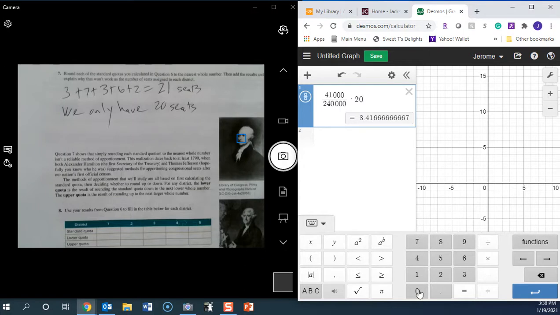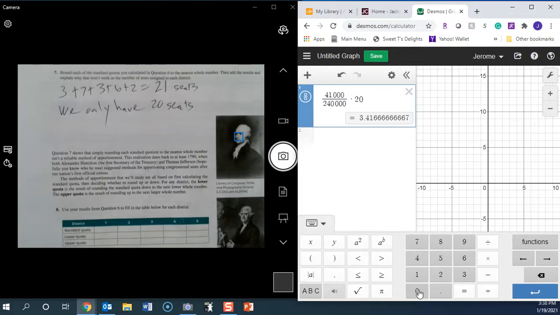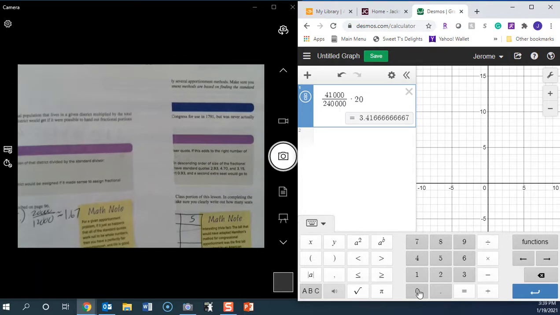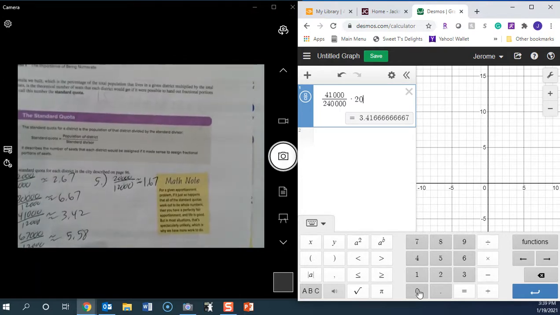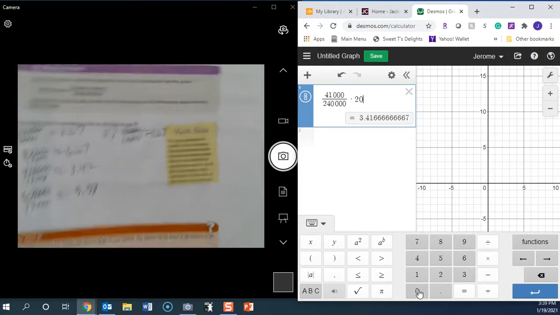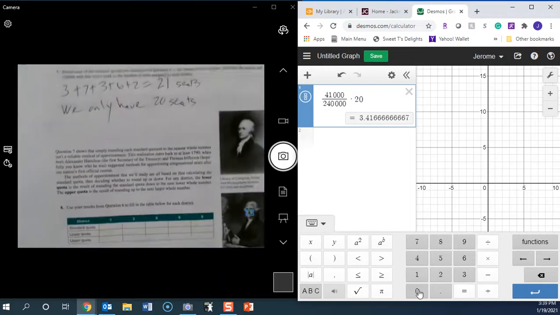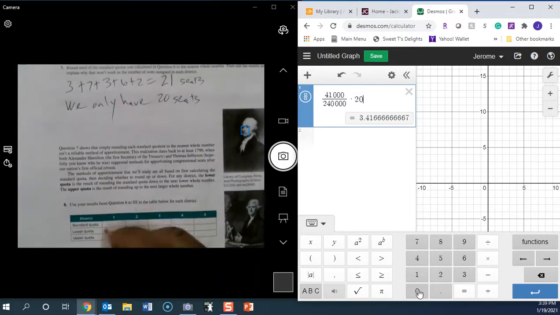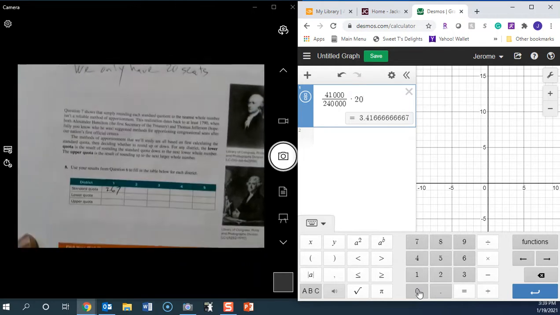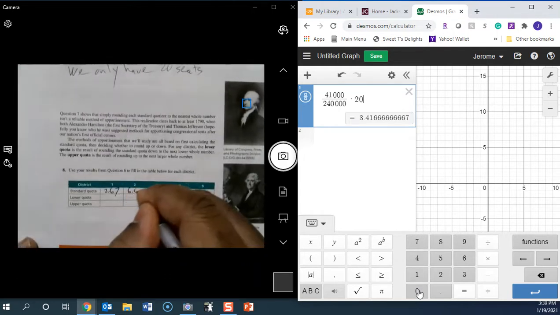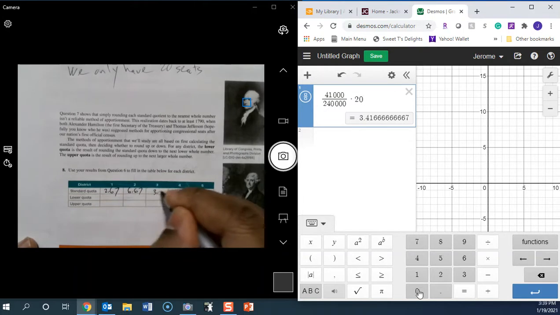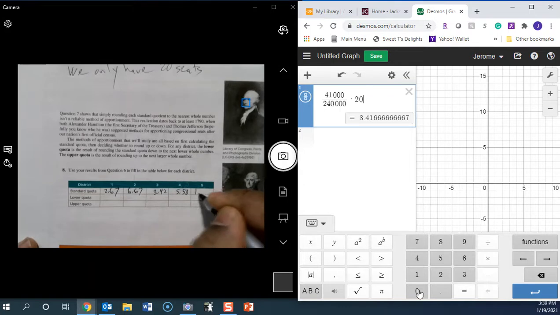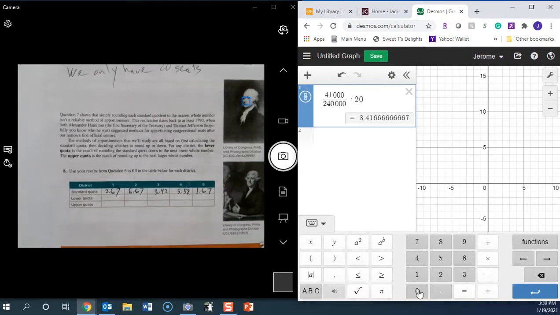It says use your results from question 6 to fill in the table below for each district. Okay, now we already did the standard quota. The standard quota was right here on page 98. So all I'm doing right now for the standard quota is just copying these values in. So it'll be 2.67, 6.67 for District 2, 3.42 for District 3, 5.58 for District 4, and 1.67 for District 5.